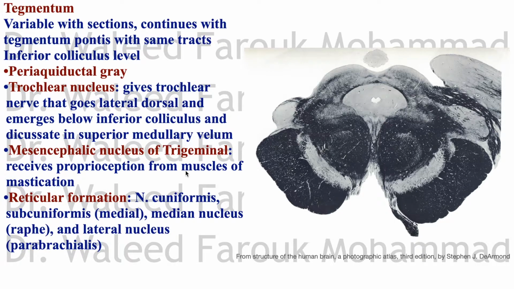Reticular formation. Multiple nuclei comprise the reticular formation of the midbrain, like the nucleus cuneiformis and subcuneiformis, the median nucleus or raphe nuclei in the midbrain, and the lateral nucleus, called the parabrachial nucleus. All these are reticular formation nuclei with multiple functions and are related to consciousness. They are very important.